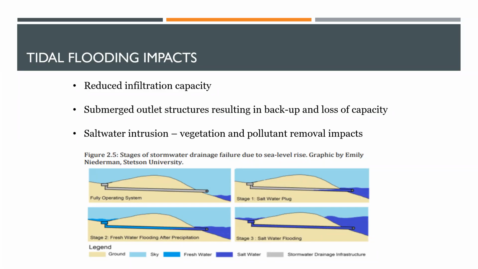We also are looking at things like submerged outlet structures that are backing up capacity in our systems. That's maybe particularly relevant in our conveyance networks, but in some cases in some of our LID BMPs as well. And then saltwater intrusion affects the types of vegetation that we can plant in these practices, and pollutant removal as well. There's some evidence that large amounts of salt getting into these systems can reduce the phosphorus removal effectiveness of LID practices. That has been studied in some ways relative to road salt impacts, but it's relevant in terms of tidal influences as well.